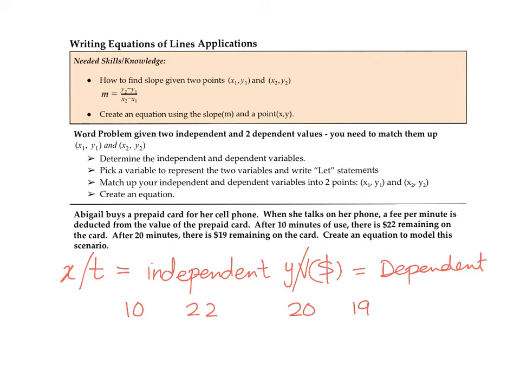So 10 minutes will be x1, and $22 would be y1. So this becomes your first point. And then we have 20 minutes, that would be x2, and $19, that would be y2. So this becomes your second point. So now you have 2 points. Using these 2 points, we need to create an equation of the line. And we're going to go back to the skills needed now, which is finding the slope and then using the slope and the point to create the equation of the line.